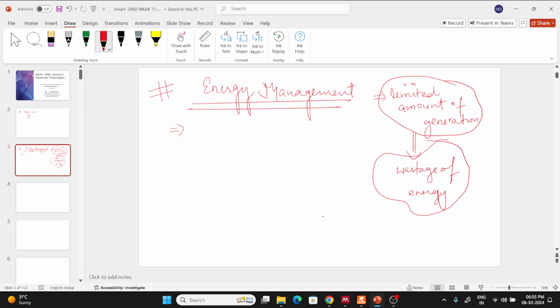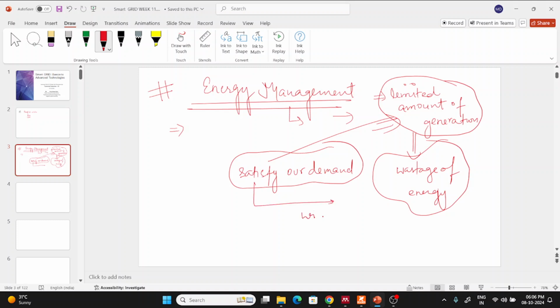Okay, so let's move on. Why is energy management important? As I just discussed, we have a limited amount of energy generation, and this generation will be used to satisfy our demand. The energy flow, or how the energy satisfies our demand, should not lead to the wastage of energy. That's why this topic of energy management is very important.